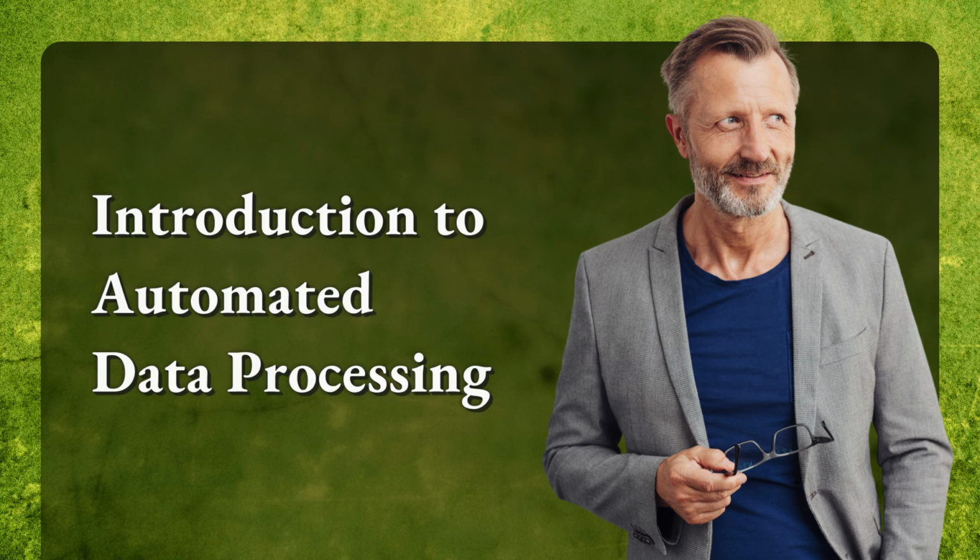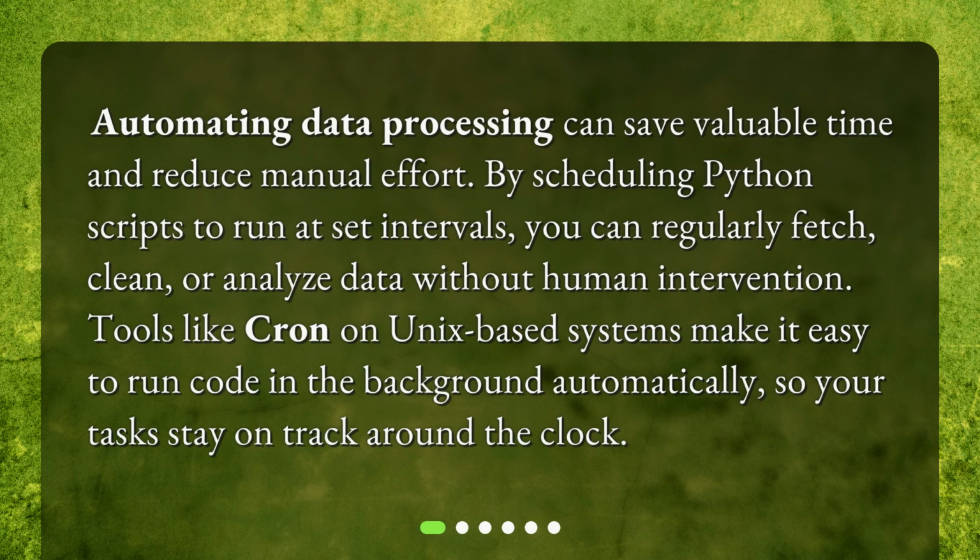Introduction to Automated Data Processing. Automating data processing can save valuable time and reduce manual effort. By scheduling Python scripts to run at set intervals, you can regularly fetch, clean, or analyze data without human intervention. Tools like Cron on Unix-based systems make it easy to run code in the background automatically, so your tasks stay on track around the clock.